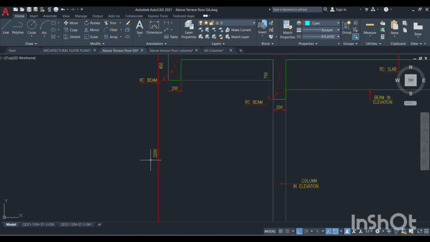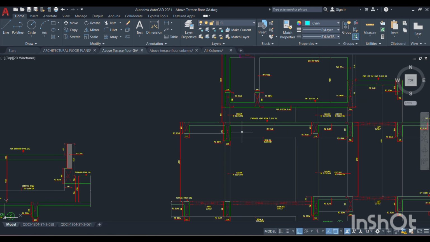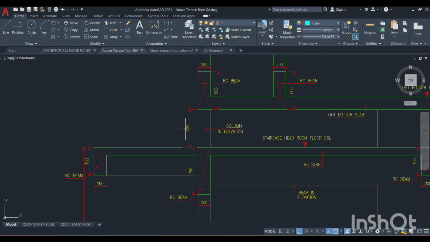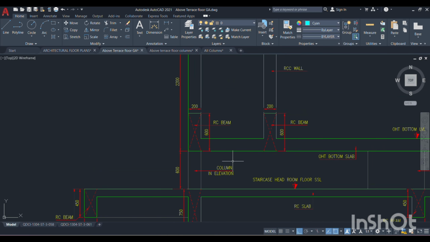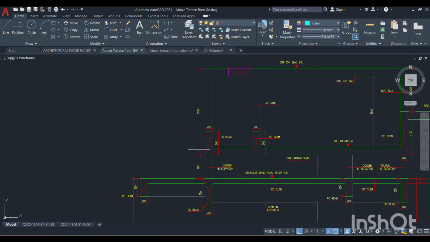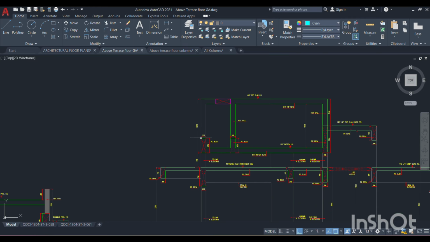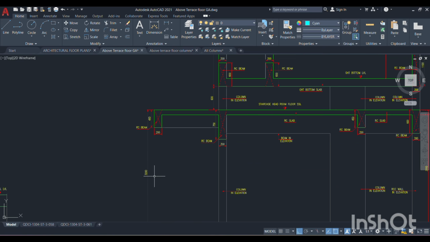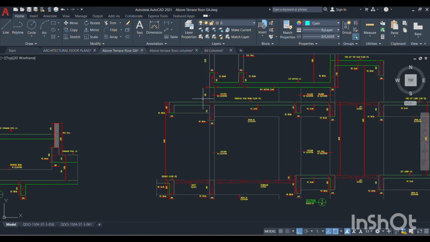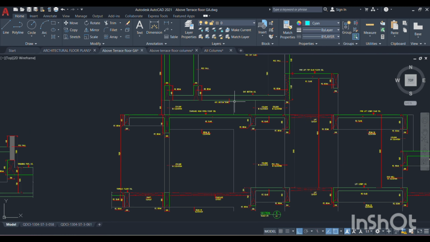From the terrace floor level, 3.2 meter is our staircase headroom, and after that we have a 600 gap between the staircase headroom and the OHT. From the OHT bottom level to the tank is 2.2 meter, because our column will go up to here. So from here onwards, this is the OHT tank. So this is 3.2 plus 600, a total of 3.8 meter, which is our OHT tank bottom level.